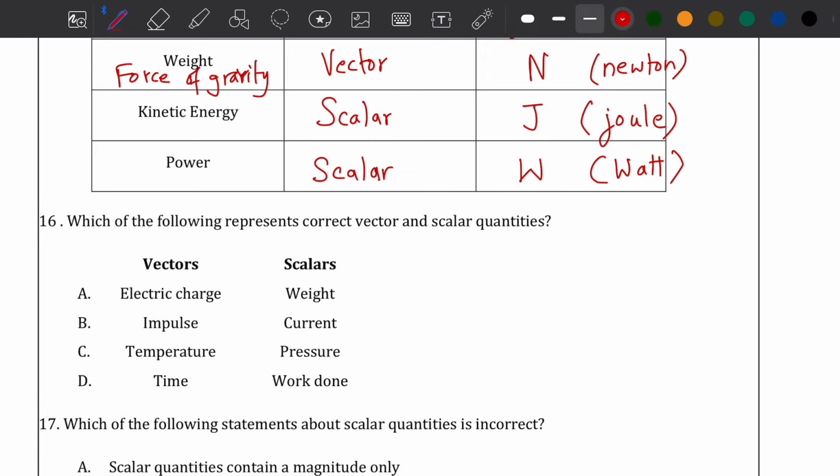Which of the following represents correct vector and scalar quantity? The first quantity should be vector, the second quantity should be scalar. Electric charge is not vector. Impulse is a vector quantity. Current is a scalar quantity, so that means B.